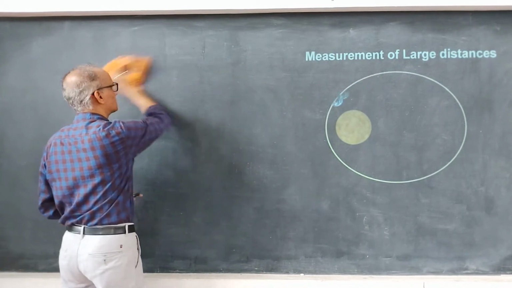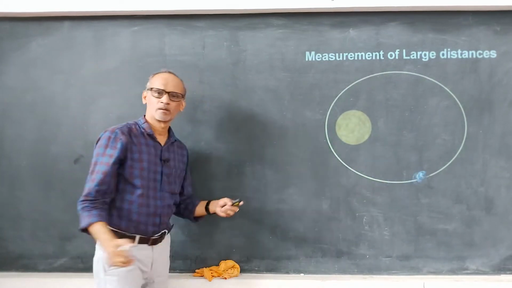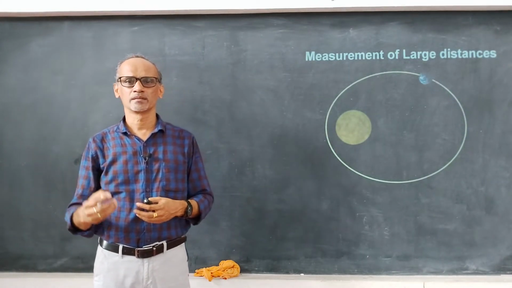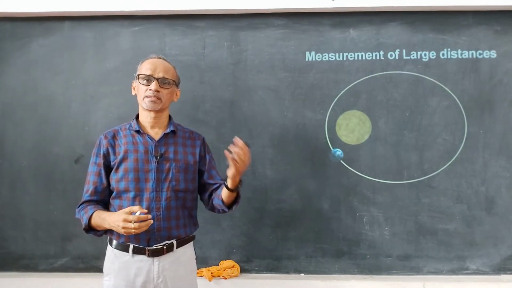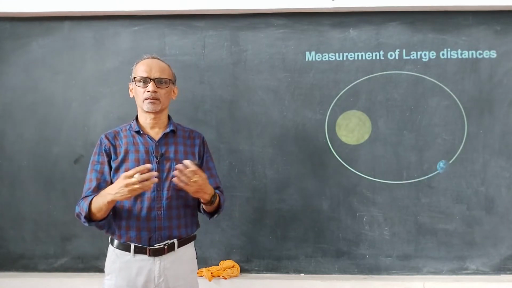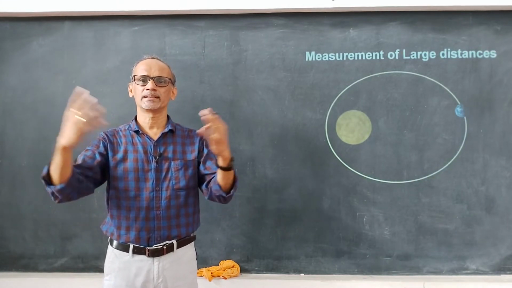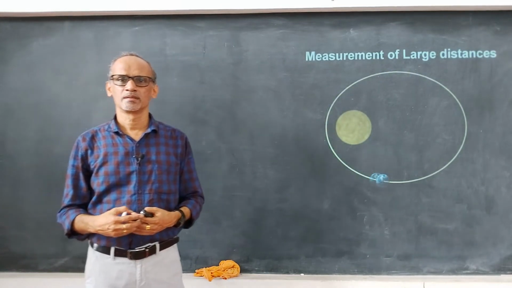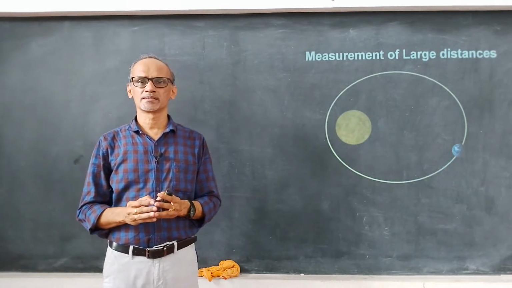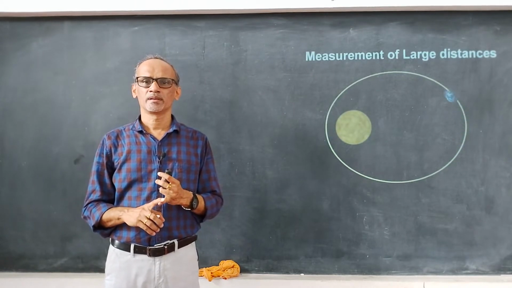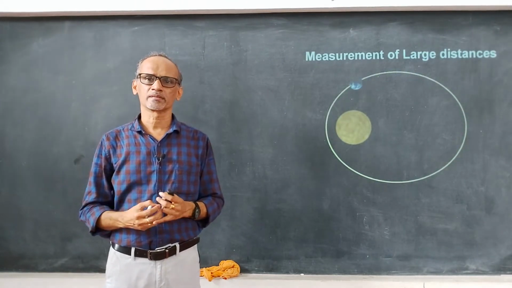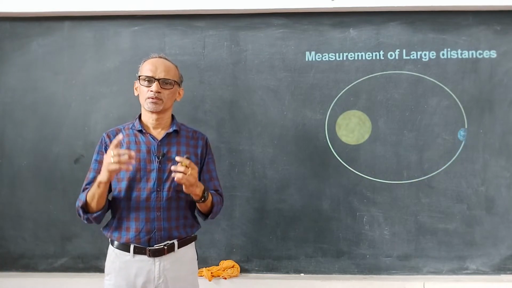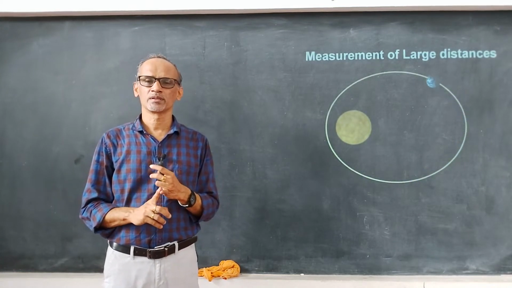Measurement of large distances. As we know, all the celestial bodies, the sun, moon, the various other stars, planets, comets, are at very large distances, correct? When they are at very large distances, how do we measure the distances? That is the first point. And do we use the same unit as that of the distance or the length, which is meter?